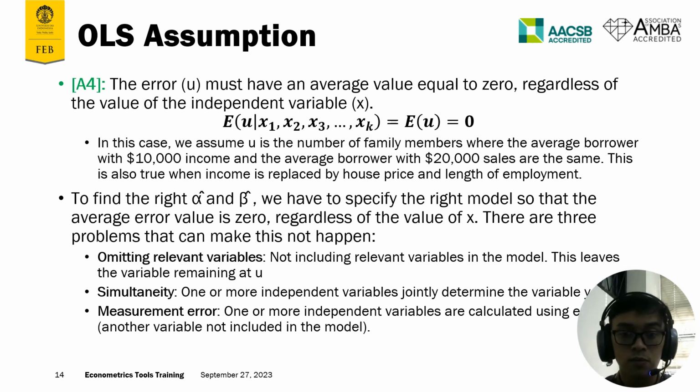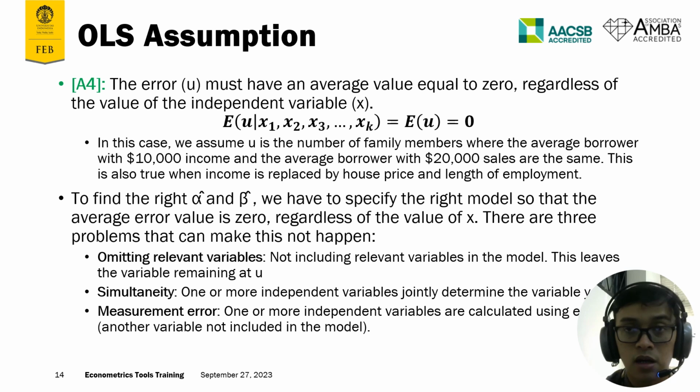It is prohibited because, that's why the name is independent variable, because we need these two or three variables to be exactly independent and not rely on the other variables in the model itself. And then the third one is measurement error, where one or more independent variables are calculated using error.